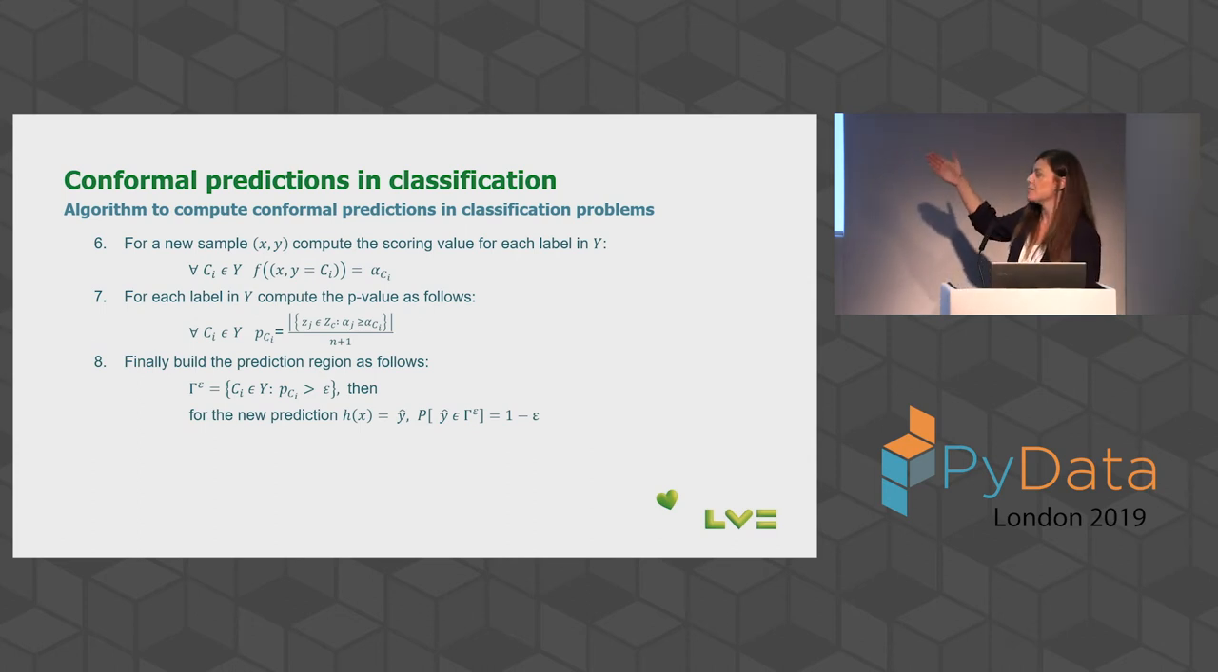That is just counting the number of times that in your calibration set there is a sample with a score larger than your score. And when you have done this for every label, you just decide whether this label will be in your region or not, just checking if the p-value is larger than the epsilon you set or not. So easy, not very complicated.